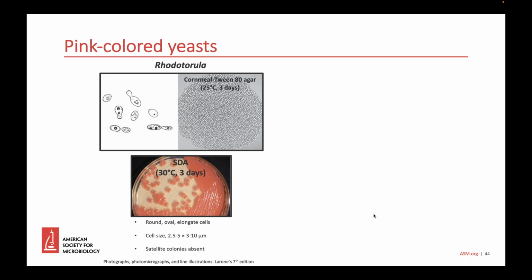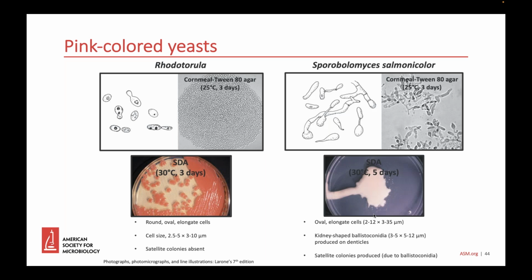So a little bit more about pink-colored yeasts. We got Rhodotorula. We see these narrow-base budding yeast. They're round to oval, elongate. What about another pink-colored yeast? It's my all-time favorite yeast. One and only pun today. This is Sporobolomyces salmonicolor. And again, it's pink-colored, but I would suggest that the hue of pink is different. And you'll also notice these little satellite colonies.